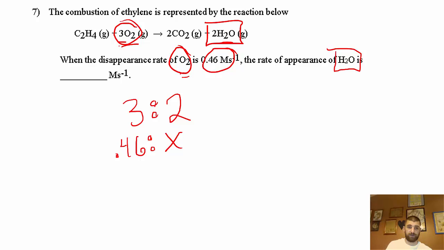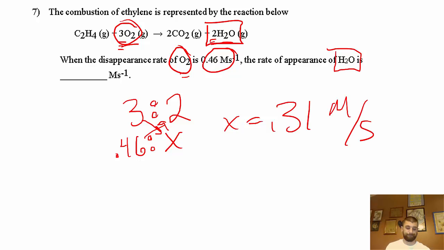Now, the 3 is saying for every 3 O2s you use up, you're making 2 H2Os. So the rates are going to follow that proportion as well. So now it's a matter of cross multiplying and dividing. And you get X equals 0.31 molar per second. All right, cool.